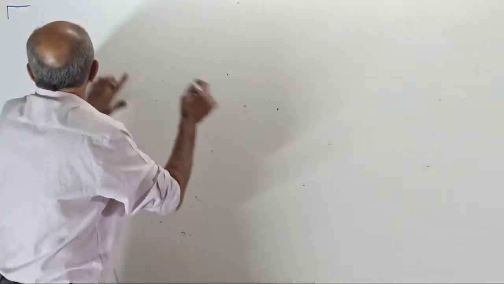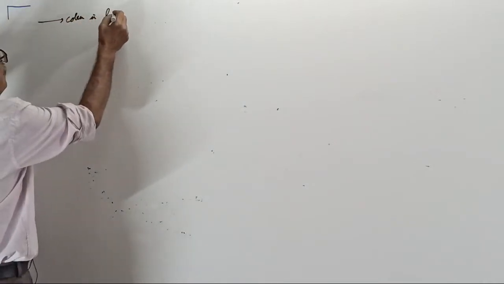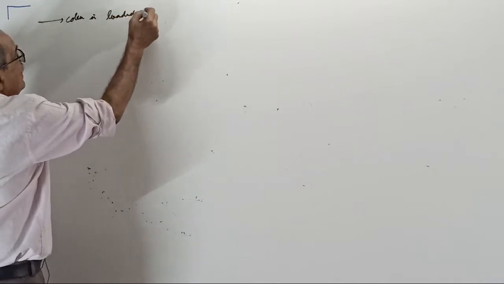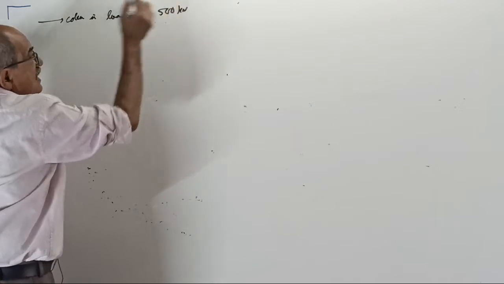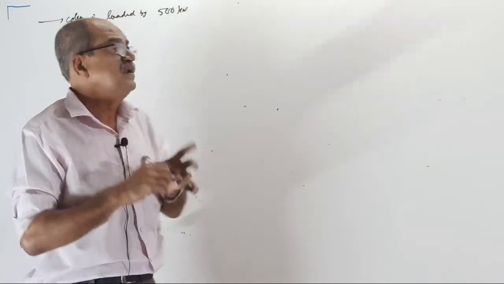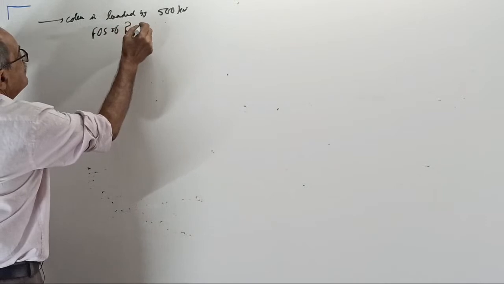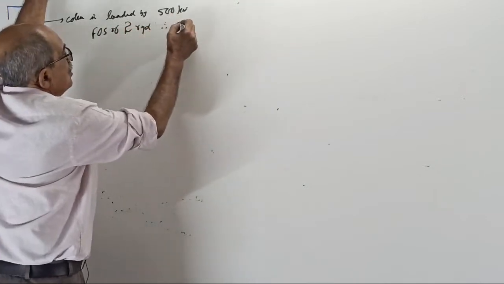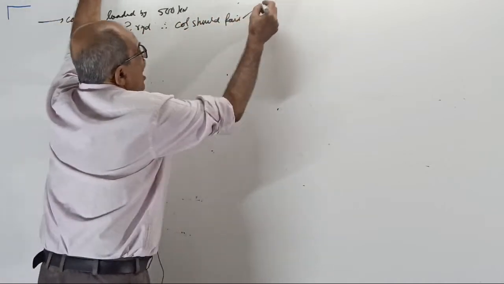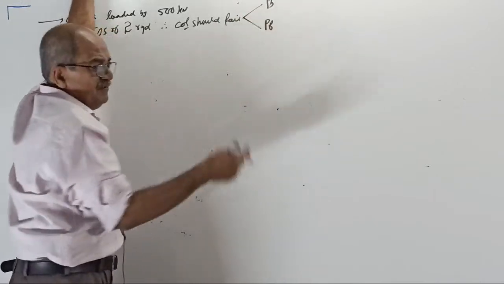Now, another column is loaded by 500 kilonewton. It is the actual load applied. It is subjected to a load of 500 kilonewton. Next, a factor of safety of 2 is required. Therefore, the column should fail. How does it fail? A long column means buckling. Short means what? Or anyway, it fails by load.